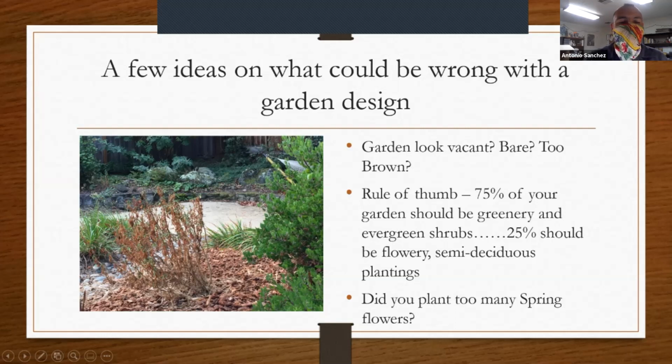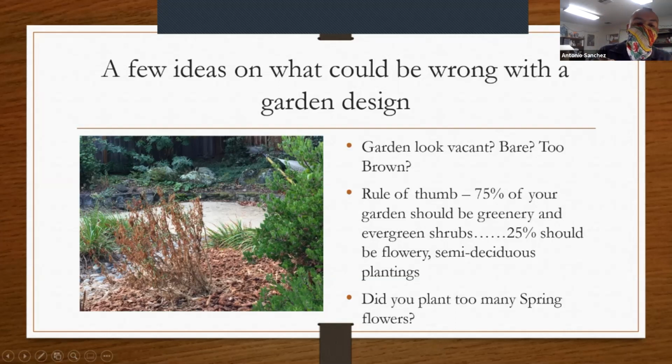This is monkey flower. There is about 6 months out of the year where these guys look ragged. They are rough. And so if you have a garden that is 75% monkey flower, 25% manzanita, you're going to see this and you will not see this. So if it's looking too wild, if it's looking too brown, you may want to switch your ratio and go for more evergreen stuff and less flowering semi-deciduous stuff.